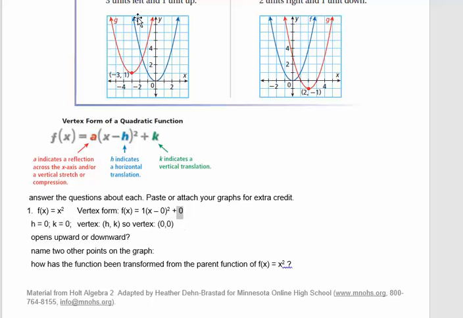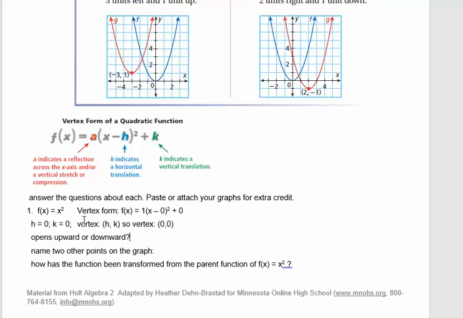We can also tell this from this graph. Here's y equals x squared right here. The vertex is at 0, 0. We can see that this opens upward. So for this, you would write upward. Now name two other points on the graph. Let's let x equal 2. If I plug 2 in right here, what does y equal? It equals 4.